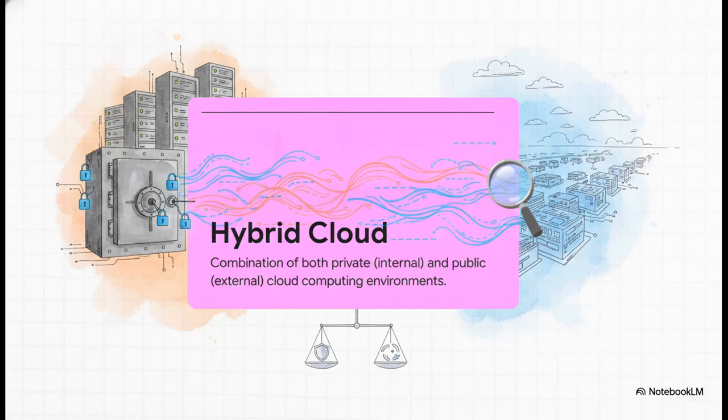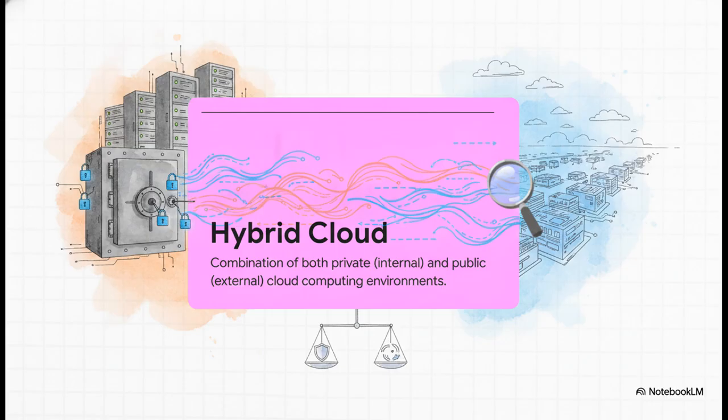But what if a company wants the best of both worlds? That, my friends, is where the hybrid cloud comes in. It's a customized architecture that beautifully links a company's secure internal private cloud directly with a highly scalable external public cloud. So think of a bank, for example.